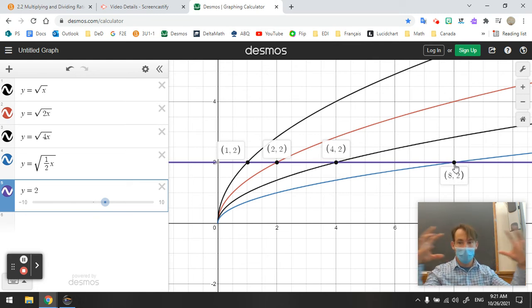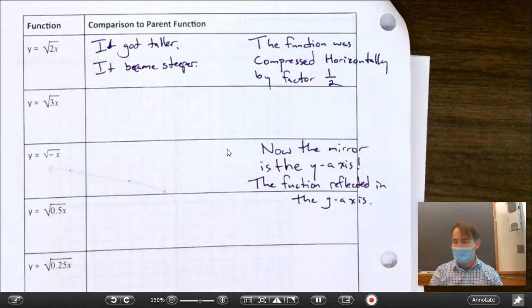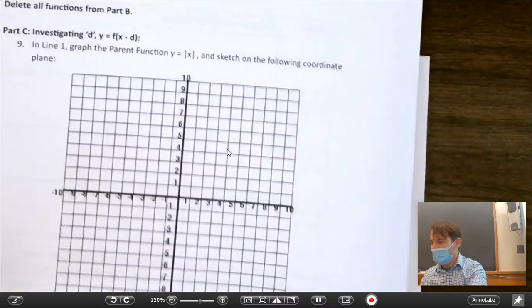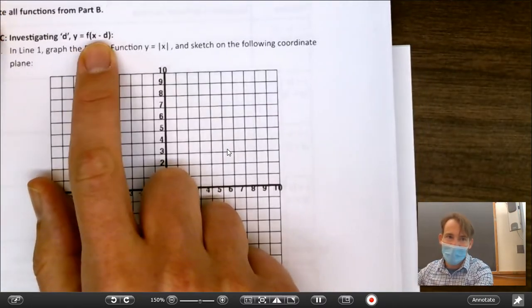Okay? So that's a horizontal compression. We went right through break, eh? Okay, so these are the investigations you're going to do. I'm going to wrap up now. D and C, I'm going to let you do as the exercise was intended.